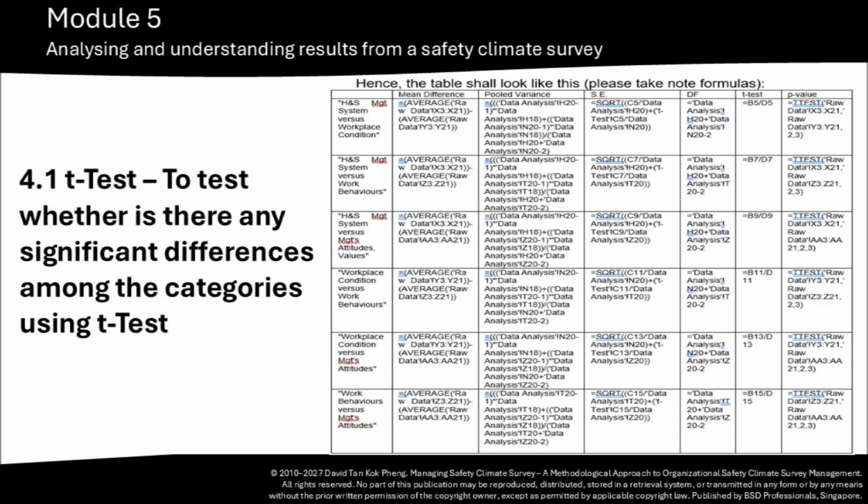For each t-test computation, the following statistical components are required: mean difference, pooled variance, standard error (SE), degrees of freedom (DF), t-statistic, t-test value, p-value. These values allow us to determine whether the differences between each pair of elements are statistically significant or due to random variation.